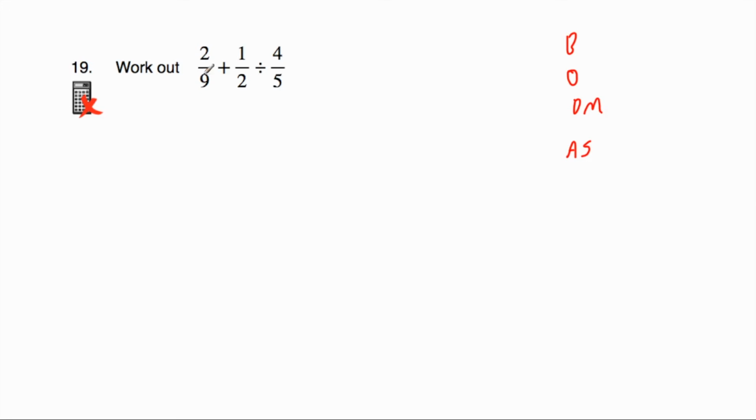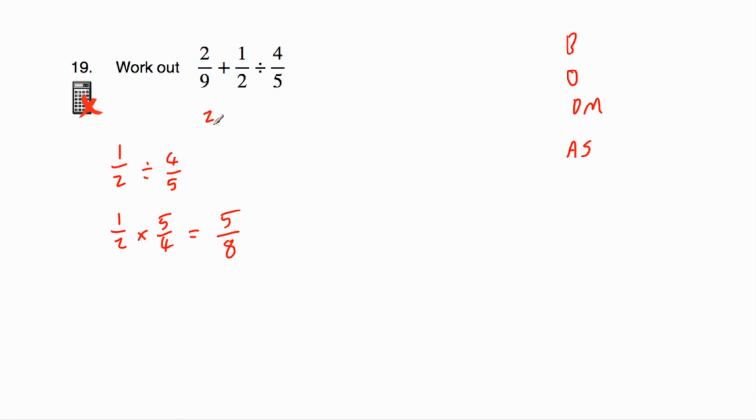So if we have a look at our question, we've got 2/9 plus a half divided by 4/5. So to begin with, we need to do our division. So we're going to do a half divided by 4/5. Whenever we're doing division involving fractions, we're going to multiply by the reciprocal. So we're going to take our half and multiply by 5/4. Now we just need to multiply, so we'll multiply the numerators and multiply the denominators. 1 times 5 is equal to 5, and 2 times 4 is equal to 8. So 1/2 divided by 4/5 is equal to 5/8.